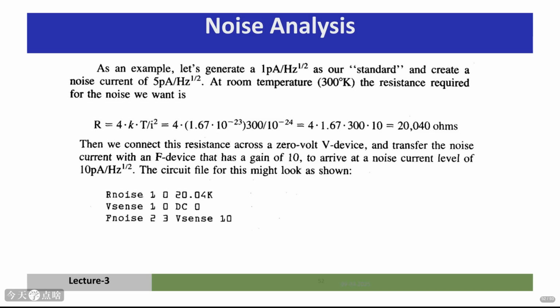So, we create a resistor of 20 kiloohms in the circuit. We connect it across a 0-volt source. Then, we use an F device, a current-controlled current source, to take the current flowing through the resistor, which is our noise current, and multiply it by a gain factor, say 10, to get the desired noise level. The circuit snippet shows this setup.